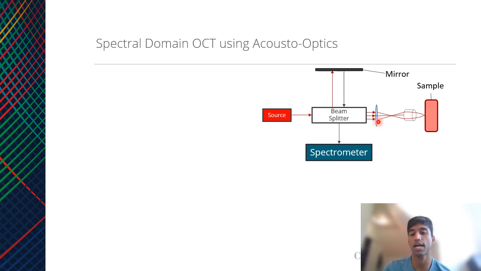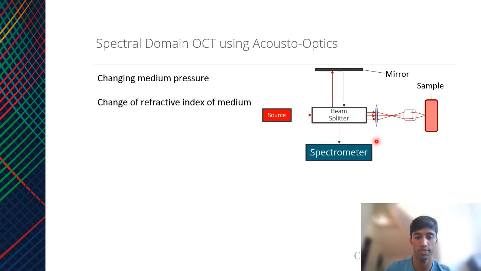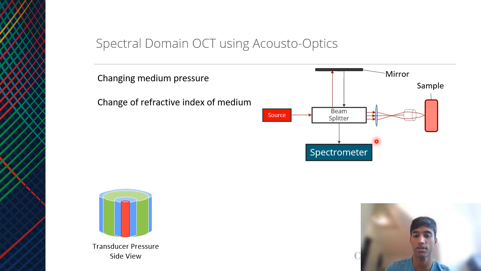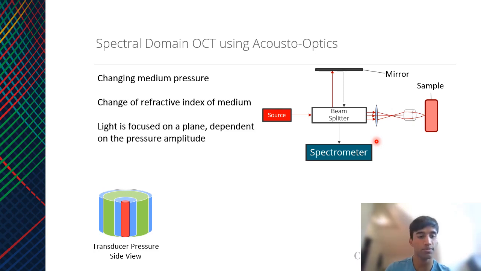So what if we use an active focusing element like a transducer? A transducer can create a standing wave which changes the medium pressure, thereby changing the refractive index of the medium, and focusing light using the concept of how an optical fiber works via critical angle reflection called total internal reflection.